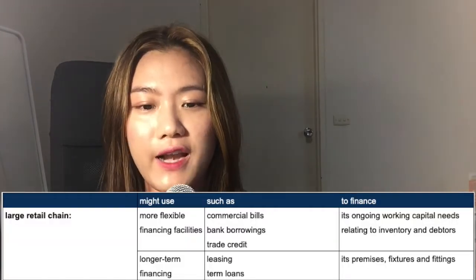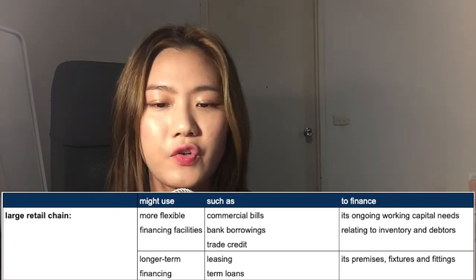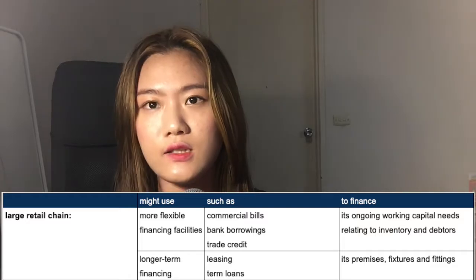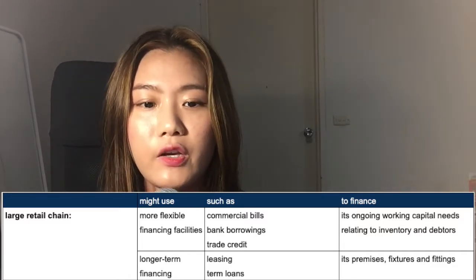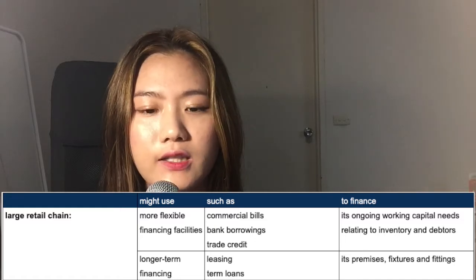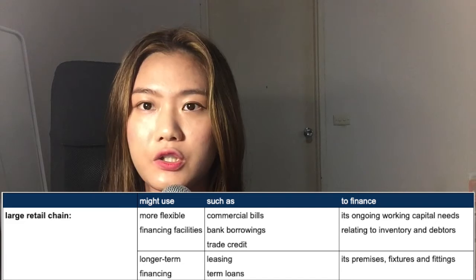Let's go through some examples. When it comes to a large retail chain, what might they use? They might use more flexible financing facilities such as commercial bills, bank borrowings, or trade credits, which will finance its ongoing working capital needs relating to inventory and debtors. It might also use longer term financing such as leasing and term loans for its premises, fixtures, and fittings.